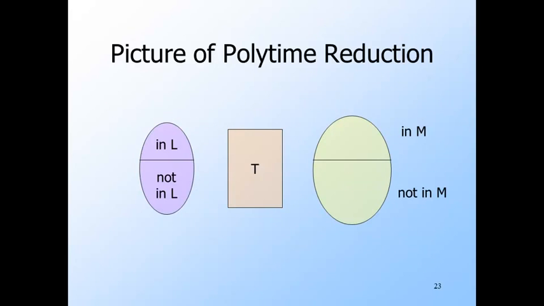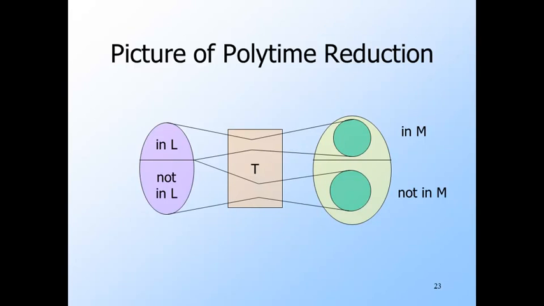On the left is the set of strings over the alphabet of L, divided into those that are in L and those that are not in L. On the right is the set of strings over the alphabet of M, also divided between M and its complement. In the middle is the polytime transducer T. Every string in L is transformed by T into a string that is in M. There can be strings in M that are not the target of any string in L.